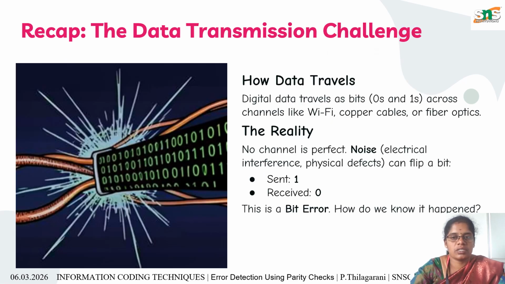The data transmission challenges: how data travels. In digital communication, data travels as bits, that is zeros and ones, across channels like Wi-Fi channels, copper channels or fiber optic channels. The reality is no channel is perfect. There is noise; electrical interference or physical defects can flip a bit. Here the sender sends the data 1, but the receiver receives 0. This is a bit error. How do we know it happens?